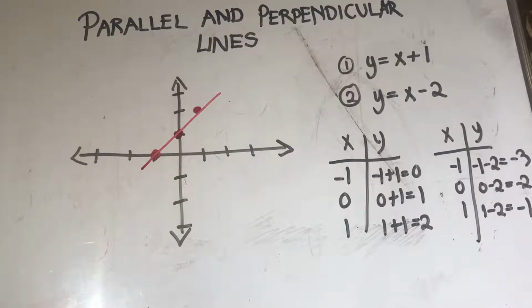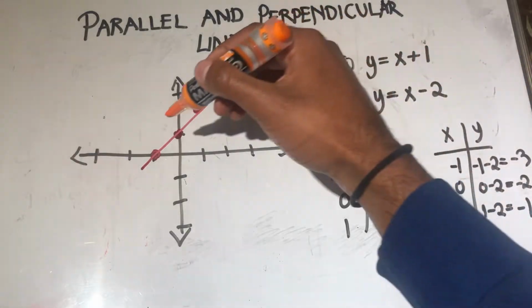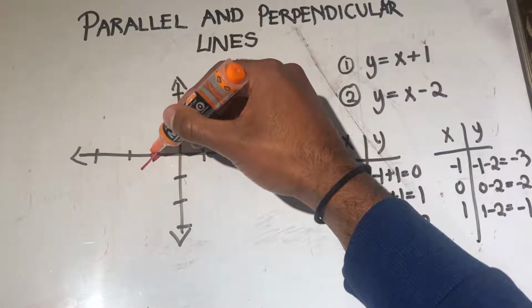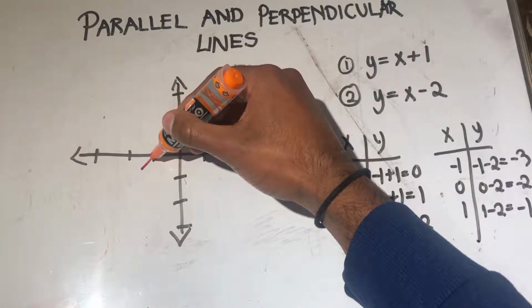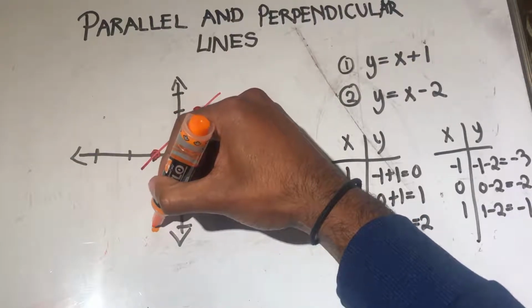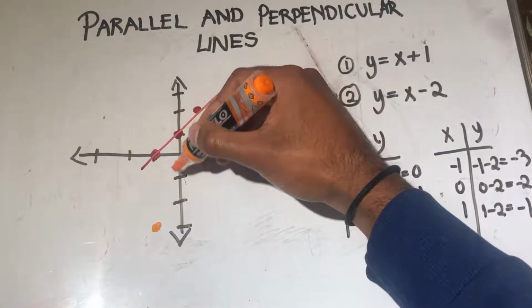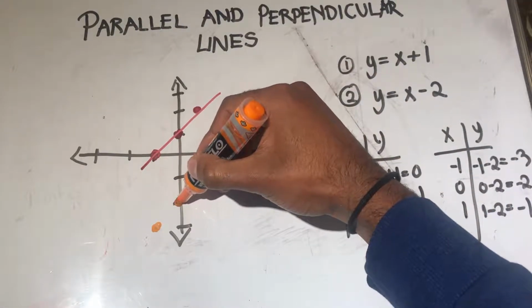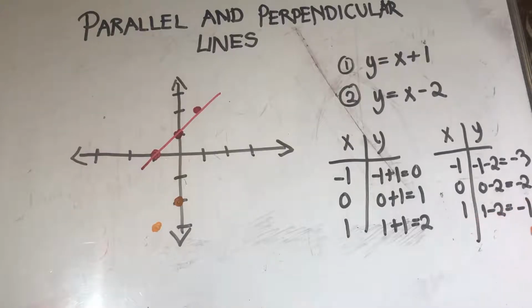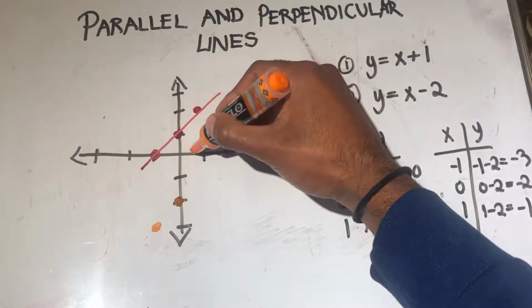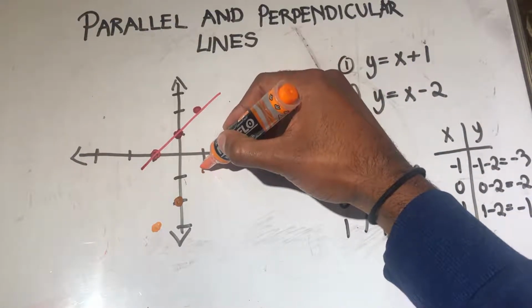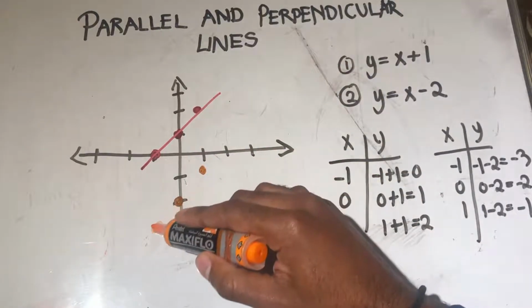Now graphing our second line, we have -1 and -3, which is 1 unit to the left, and then 3 units down. And we have 0 and -2, which is just 2 units down from the origin. And we have 1 and -1. 1 unit to the right, and then 1 unit down. And that's our second line.